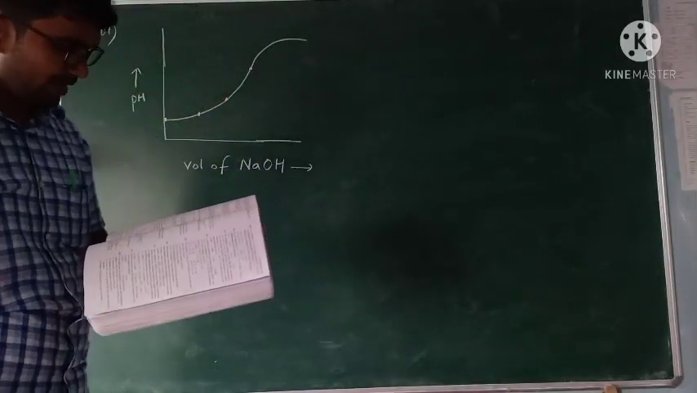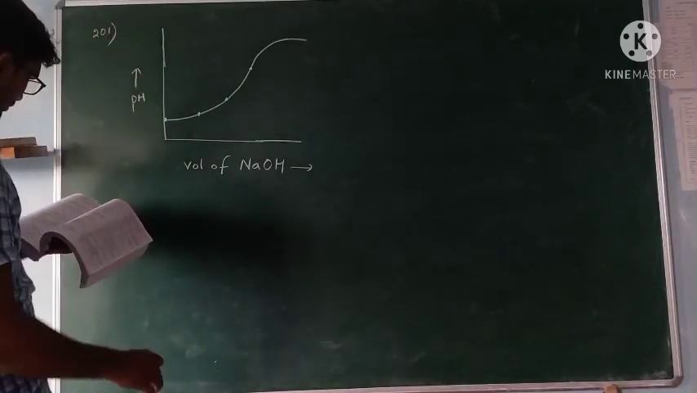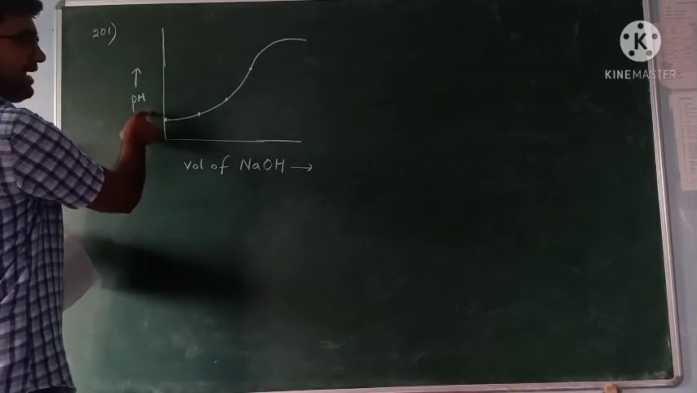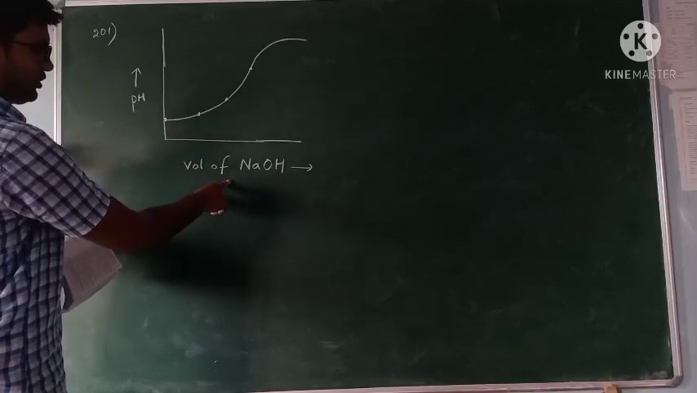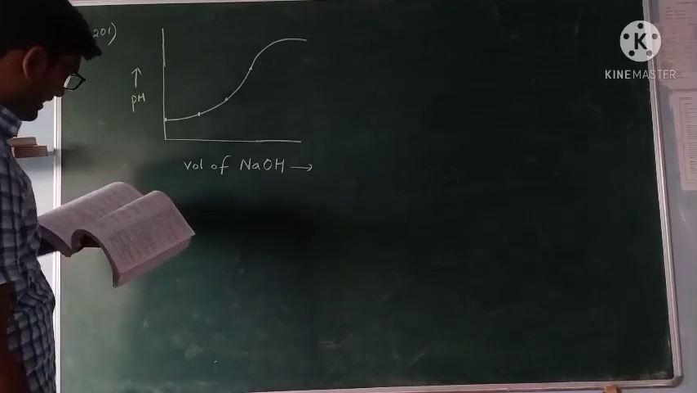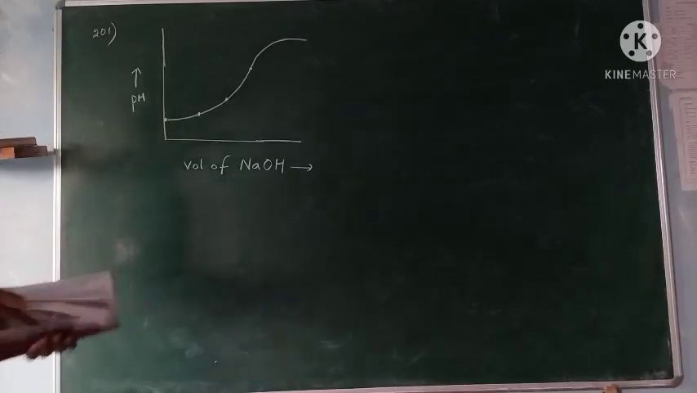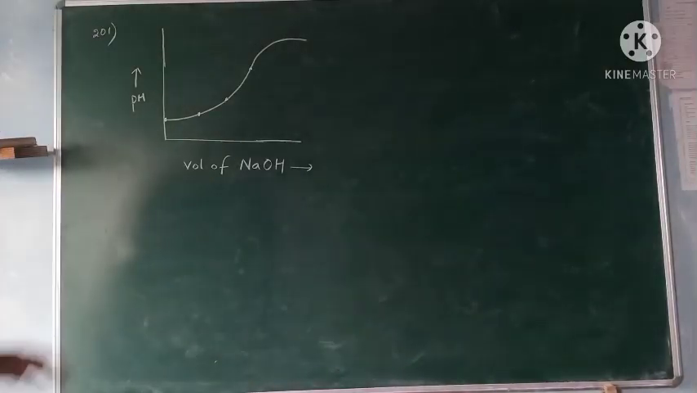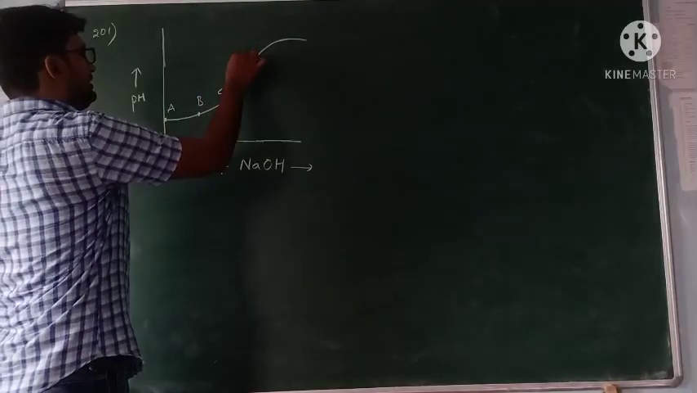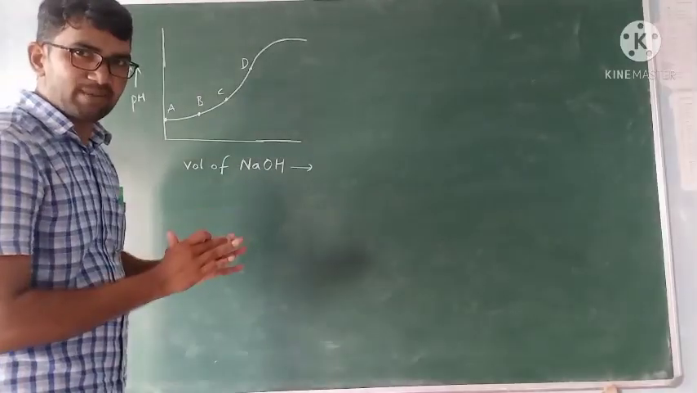201. The following curve shows the change in pH during the course of titration of a weak acid with a strong base. So on this side the weak acid is there, and on this side the strong base is there. At which point in the titration curve is the concentration of acid equal to that of its conjugate base? This is A, this is B, this is C, this is D. At which point does neutralization take place? He asked.